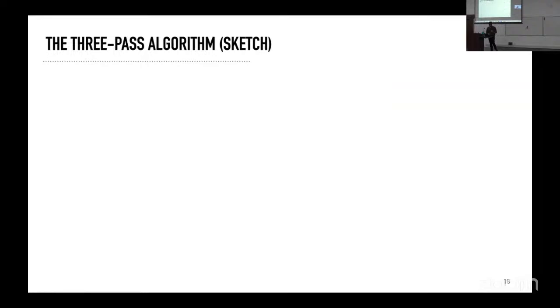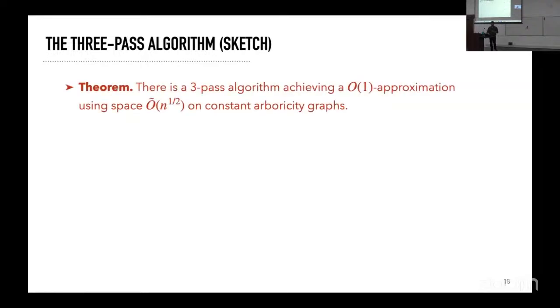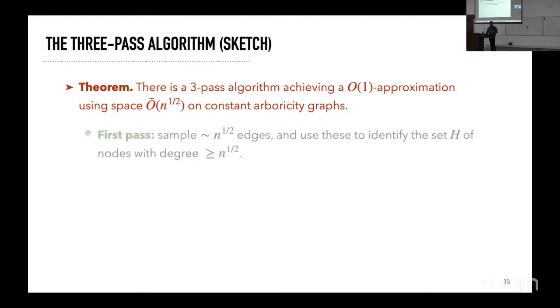Okay. So very briefly, the sketch of the three-pass algorithm. The three-pass algorithm is sort of the main result that says there's a three-pass algorithm that achieves a constant approximation using space about root n, which is the theoretical lower bound in one pass. So here's what happens in all of the passes. I just tell you what it does, but if you want the details, come find me afterwards.